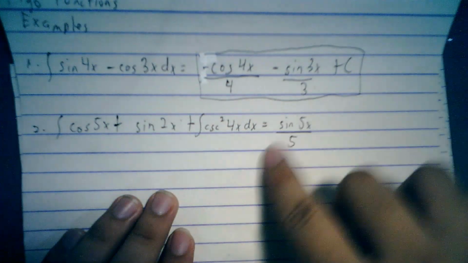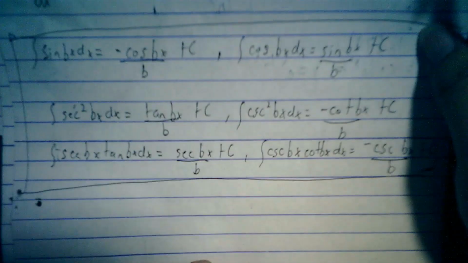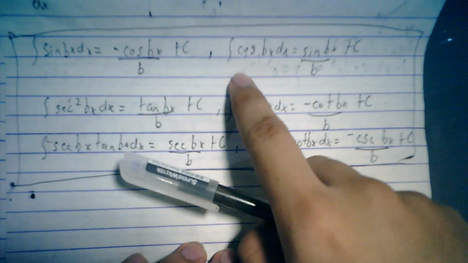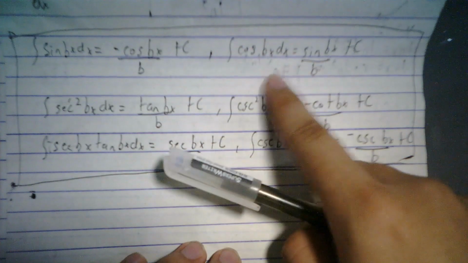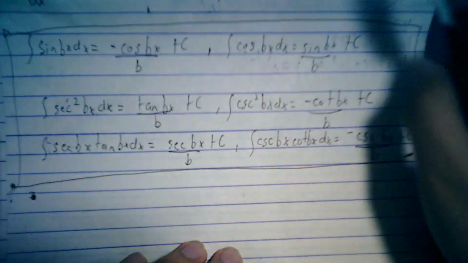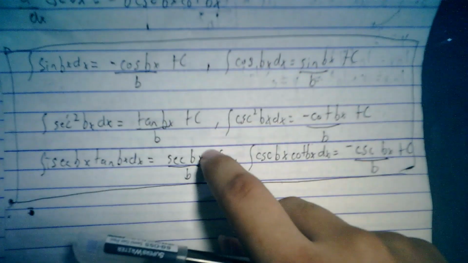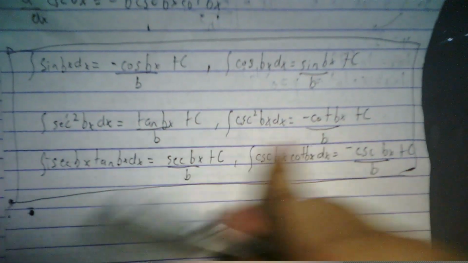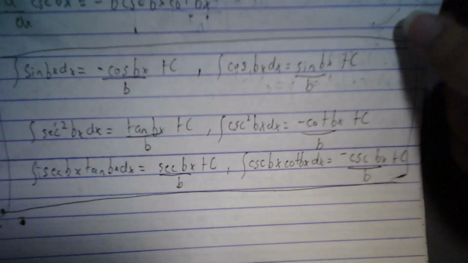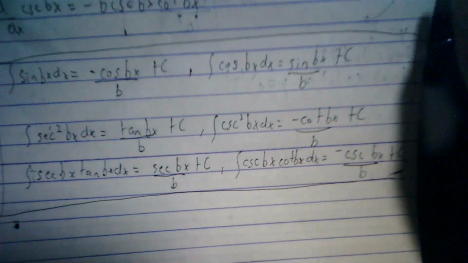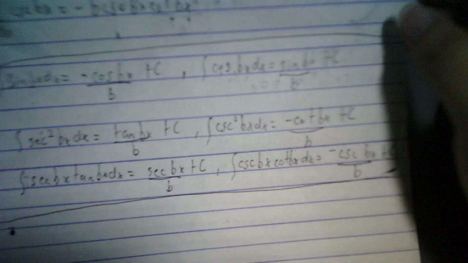By remembering the formula, let me show you the formula here. The integral of cosine bx is equals to sine bx over b plus c. Remember, guys, don't memorize the formula, just familiarize yourself with it. Sometimes memorizing helps, but you forget because you just memorize and do not familiarize. Okay, so back to the problem.